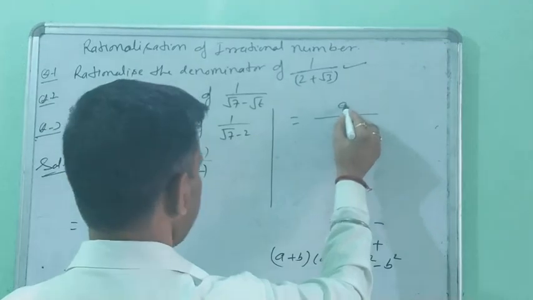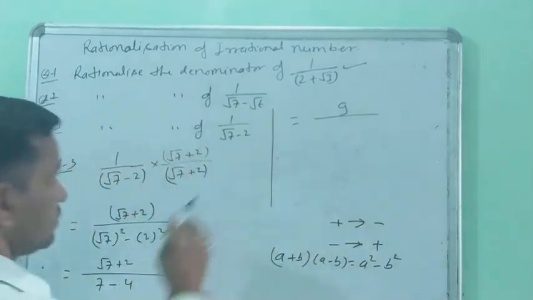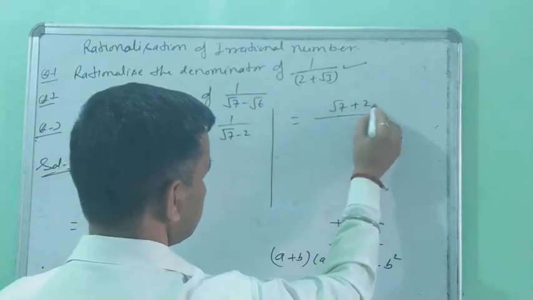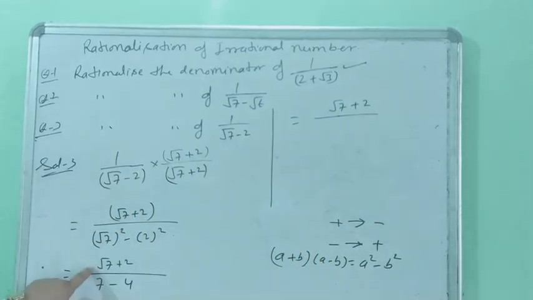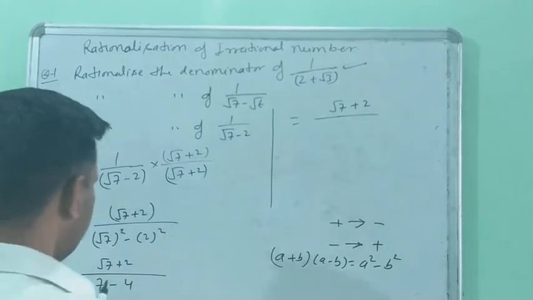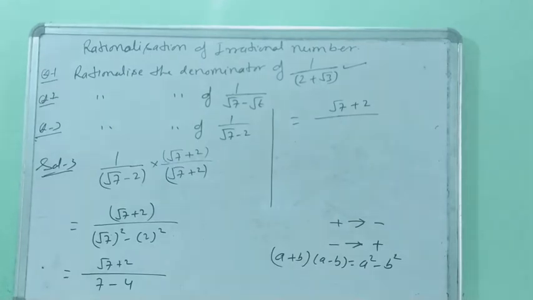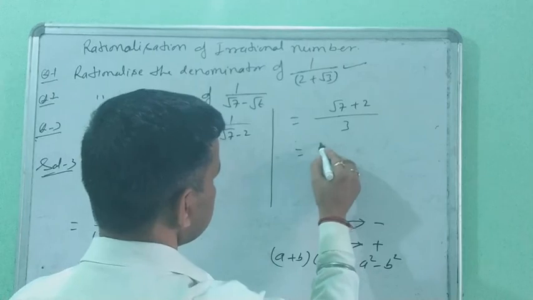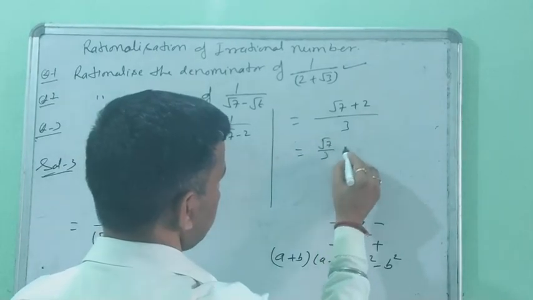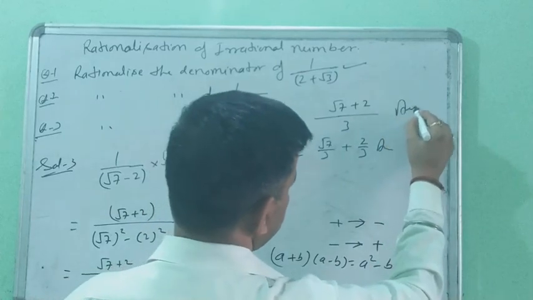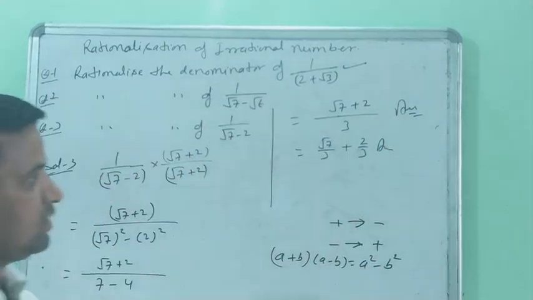7 plus 2 is 9, sorry, 7 will not add here because it is the irrational number. Root 7 plus 2, you always write it like this because root 7 and 2 are unlike terms. So subtract 7 minus 4, the result is 3. In this question you get root 7 plus 2 upon 3. You can write it in this form or you can separate it into this form. Both answers are correct.